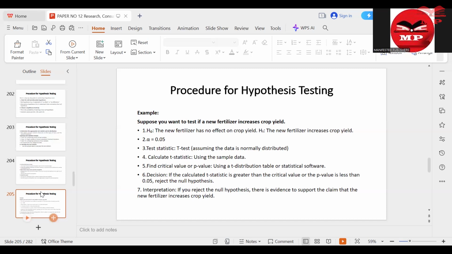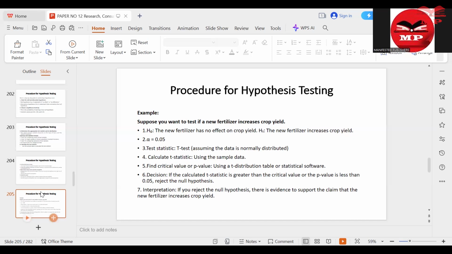So under step one, the null hypothesis might take the following pattern: the new fertilizer has no effect on crop yield, and the alternative hypothesis may read: the new fertilizer increases crop yield. As we can see, the null hypothesis is negative. It is talking about no effect on crop yield. The alternative hypothesis puts forward a positive case, that the new fertilizer increases crop yield. So you can see it is the opposite. Null: the new fertilizer has no effect on crop yield. Alternative hypothesis H1 or HA: the new fertilizer increases crop yield. So under step one, the researcher has stated the null hypothesis and the alternative hypothesis.